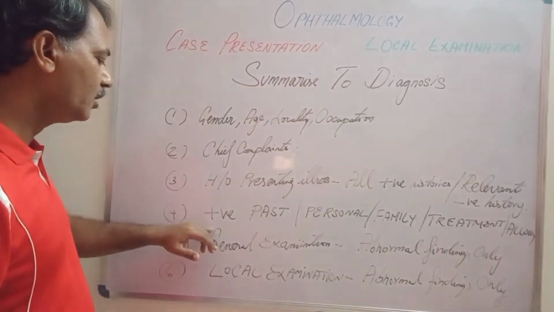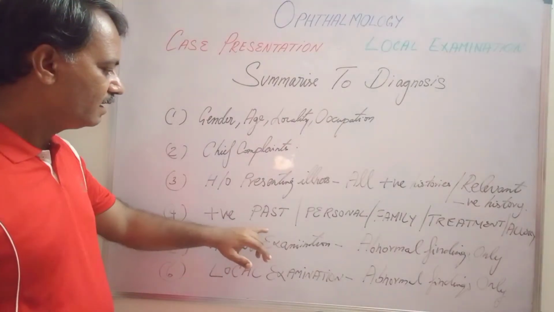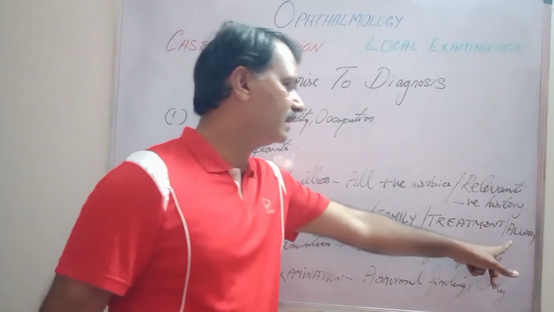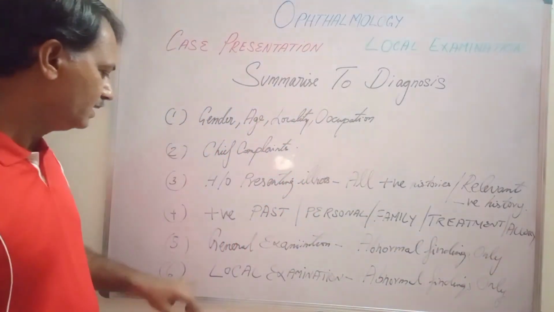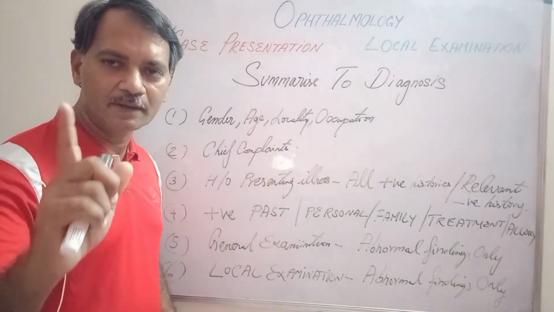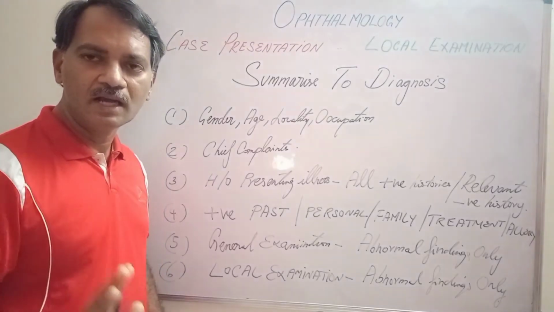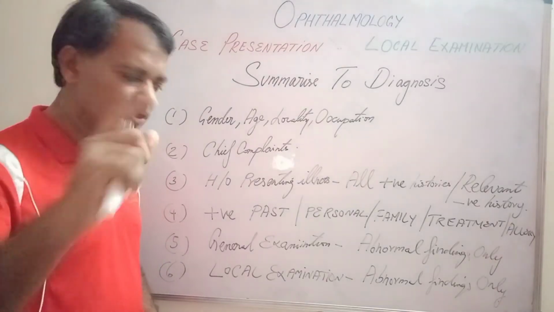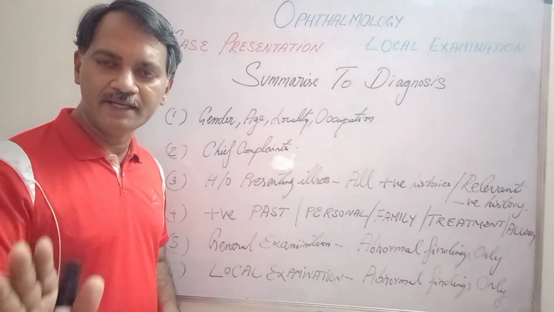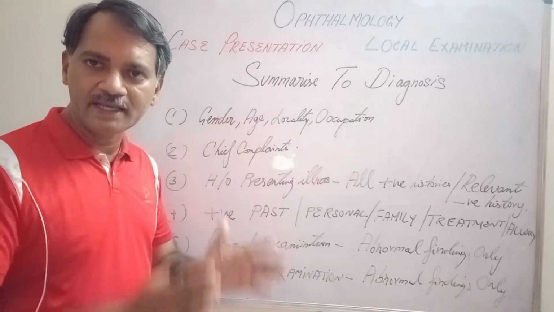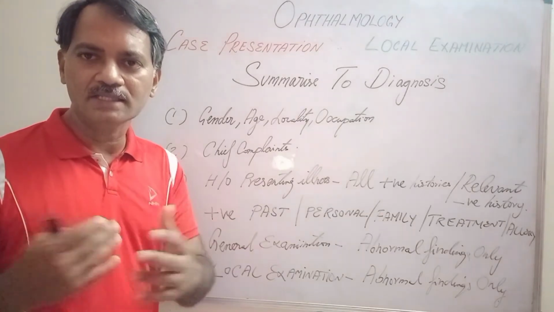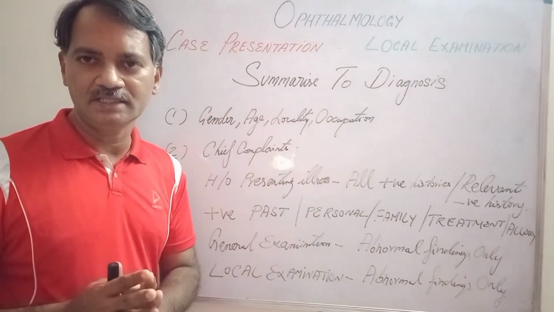Next thing is you have to tell all the positive histories in the past history, personal history, family history, treatment history and allergic history. Everything has to be told. In the general examination, if there are any abnormal findings, that has to be told. Otherwise you can tell general examination is normal. Local examination, you have to tell abnormal findings in the eye for the right eye separately and left eye separately. This is how we have to summarize it to the examiner or the teacher.